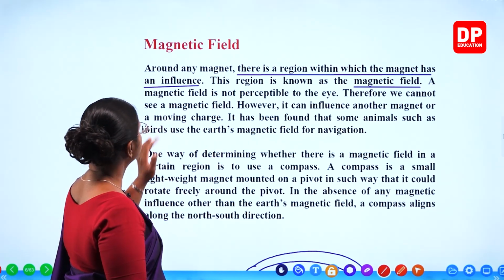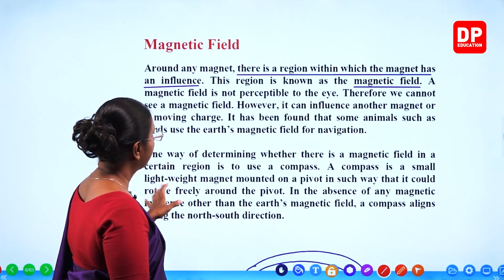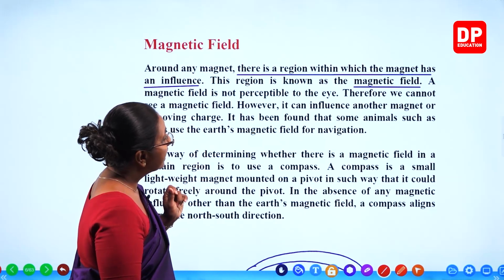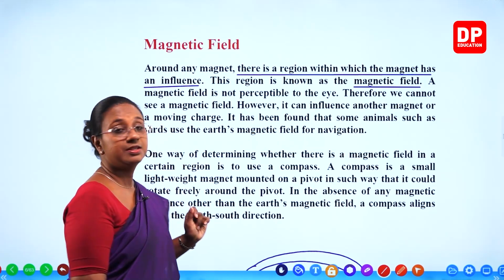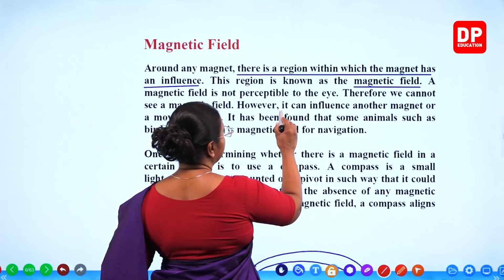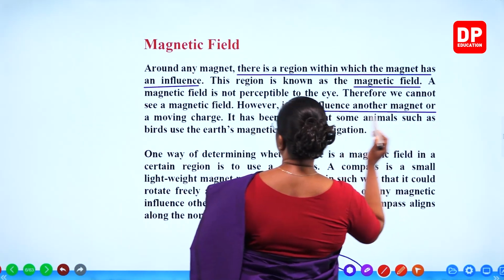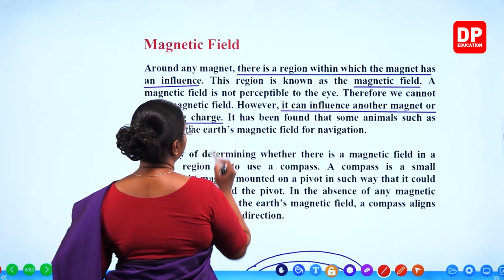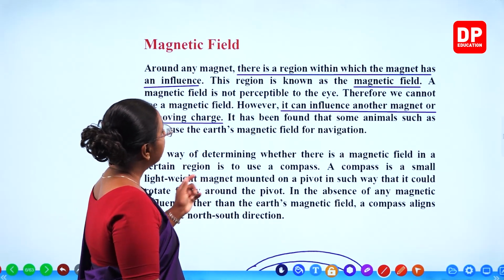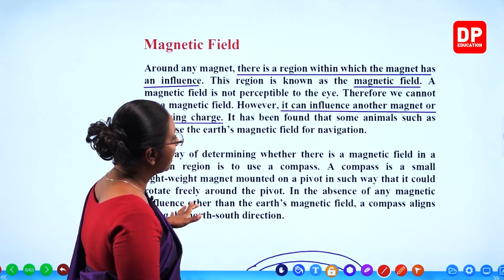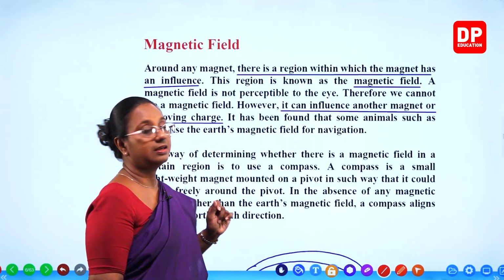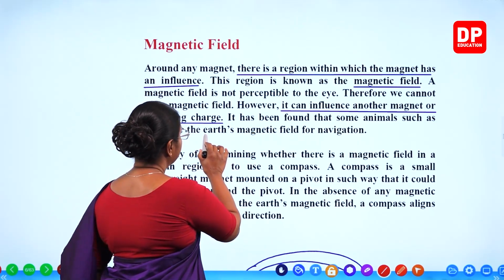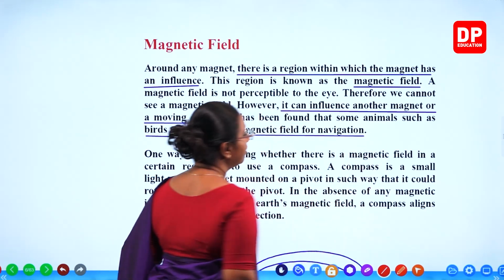Therefore, we cannot see a magnetic field. However, it can influence another magnet or a moving charge. Very important. It can influence another magnet or a moving charge. It has been found that some animals, such as birds, use the Earth's magnetic field for navigation.